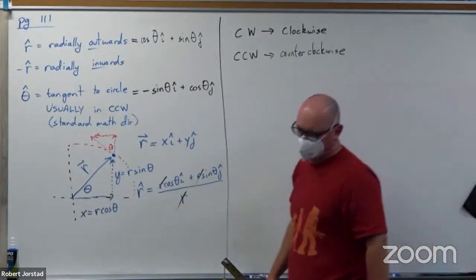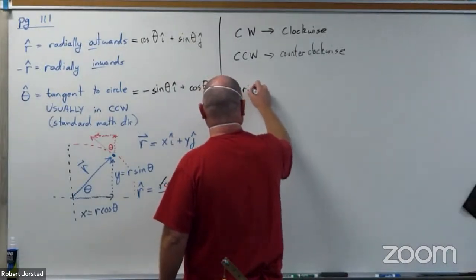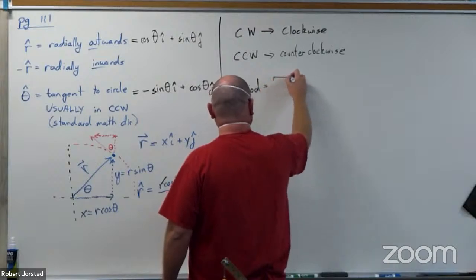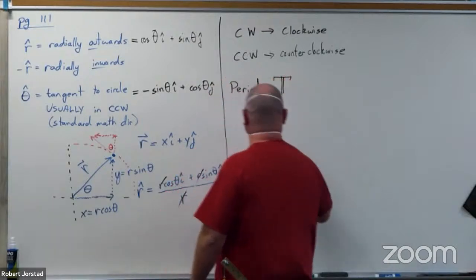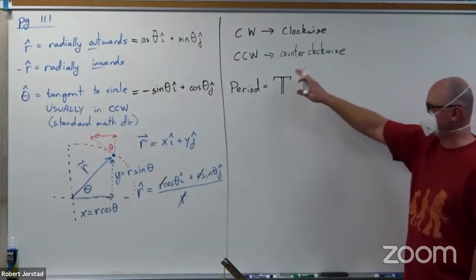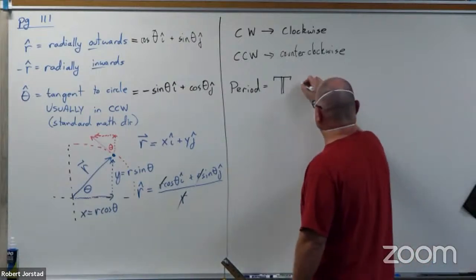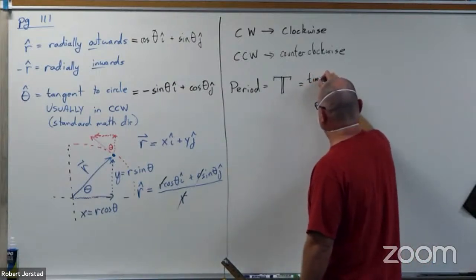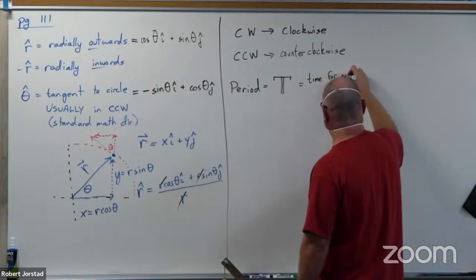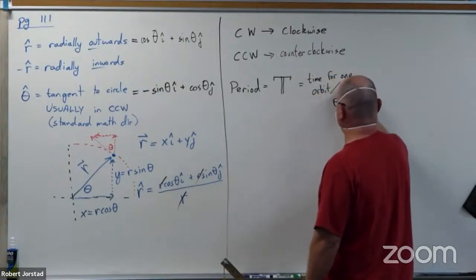What else do I want to say? Oh. For my class, I try to use this called a double stripe T, right? A double line. So that's the time for one orbit, or sometimes we say for one revolution.